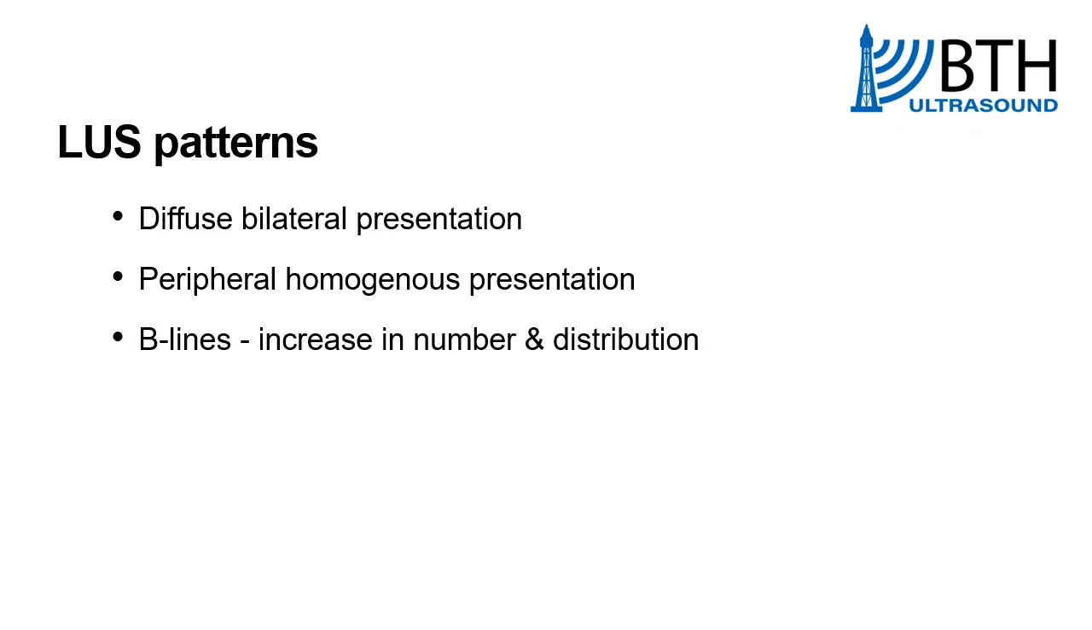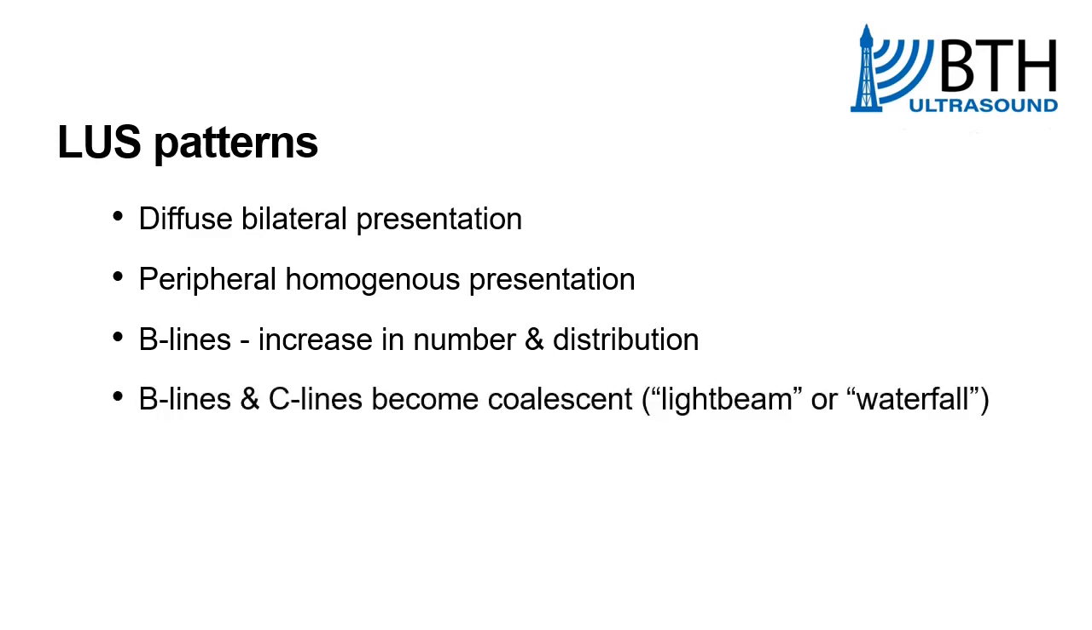As the disease process progresses, there's a steady increase in the number and the distribution of B-lines. So the B-lines become more common throughout the lung. And as the B-lines increase, so do the C-lines, because you start to get more and more of these peripheral consolidations to the point where they start to blend together.